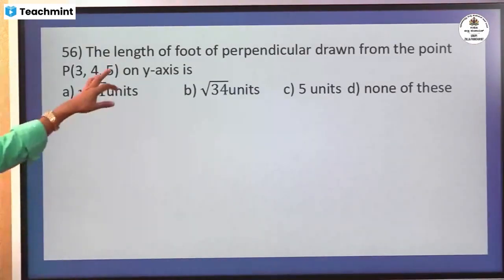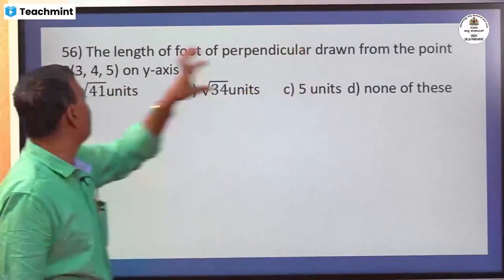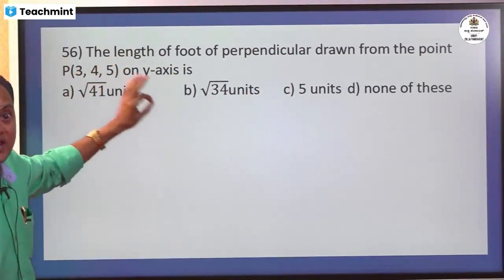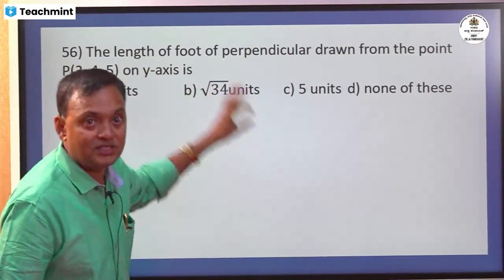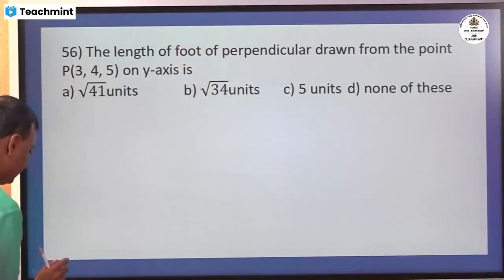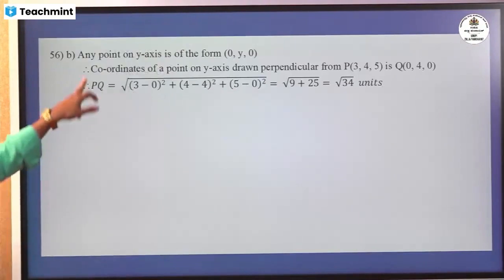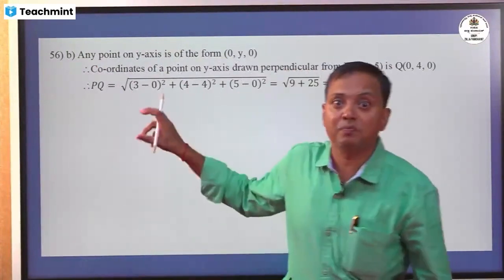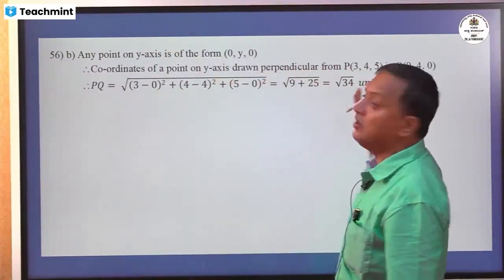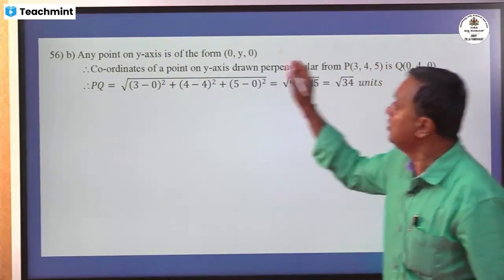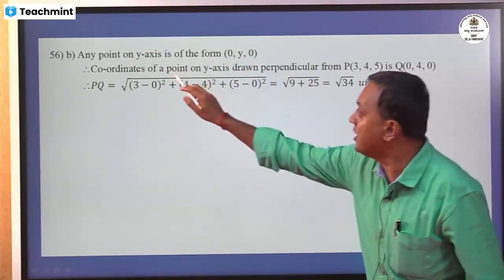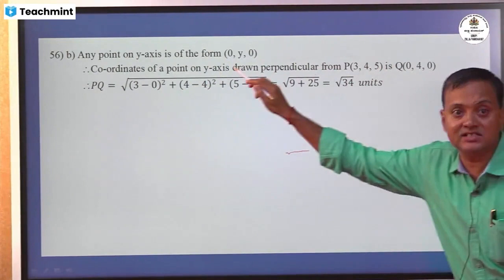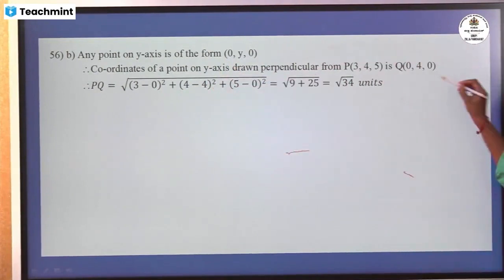Next, the length of the foot of the perpendicular drawn from the point 3, 4, 5 on Y axis. We know the coordinate of any point on Y axis is 0, y, 0. Correct? So the coordinates of the foot of the perpendicular drawn from 3, 4, 5 to the Y axis is 0, 4, 0.